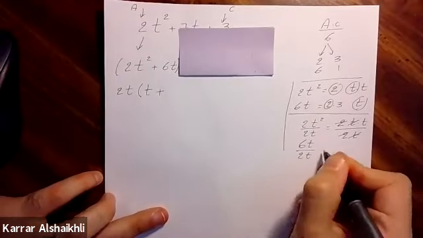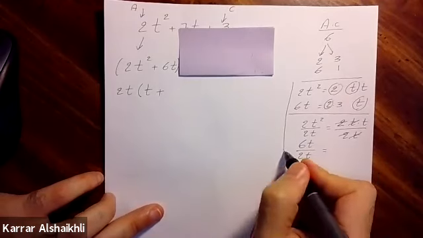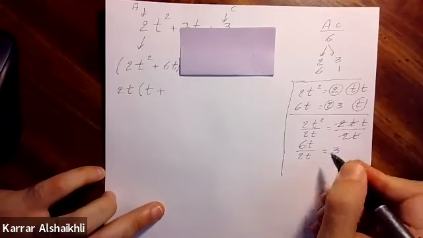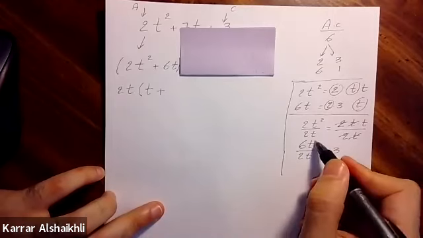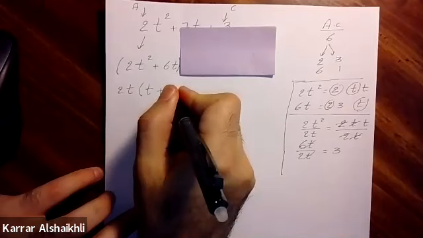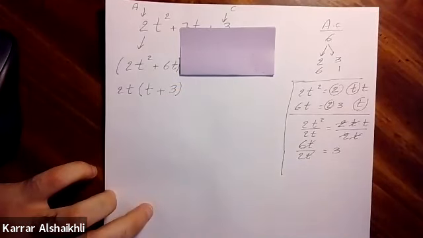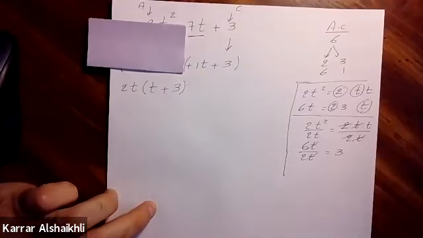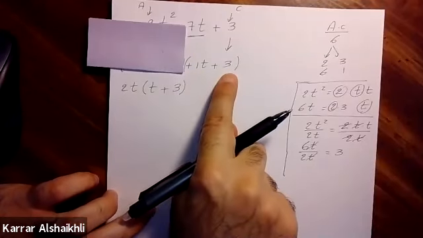6t divided by 2t. How much is going to be? Three, because 6 divided by 2 is 3, but cancel the t. There's no t left, right? So it's going to be just plus 3. It's done from the first parentheses. Now we're going to move to the second parentheses. Do you have a common between 1t and the 3?